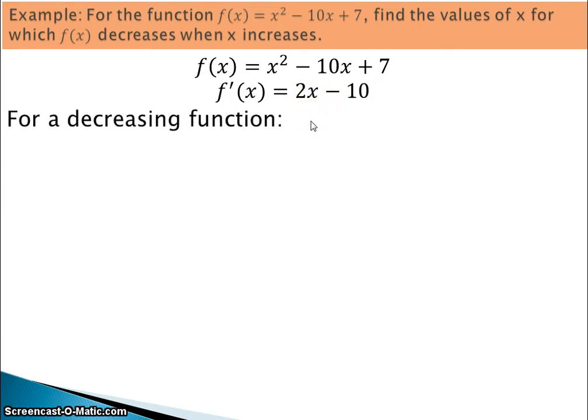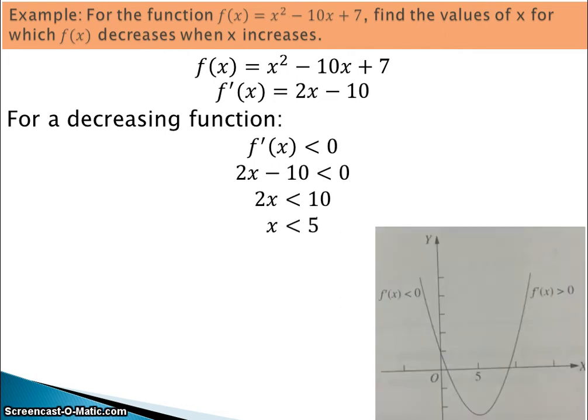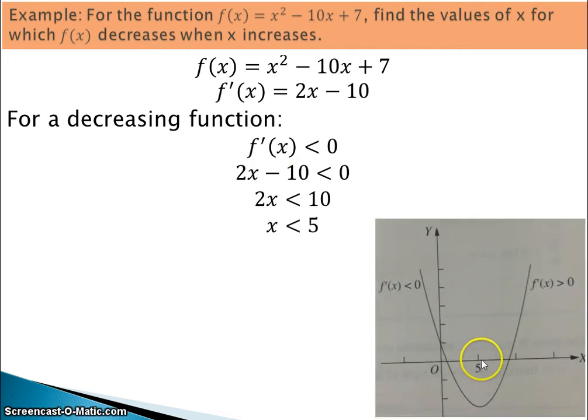For a function which is decreasing, I have to equate f dash of x less than 0. I replace f dash of x by the expression I got earlier on, which is 2x minus 10 is less than 0, and solve for x. I get x is less than 5, and it is evident in the graph over here. The interval to the left of x is equal to 5 will continually give me a negative gradient. If I take the tangent anywhere along this point, I'll get a negative gradient. Therefore, the function is decreasing.